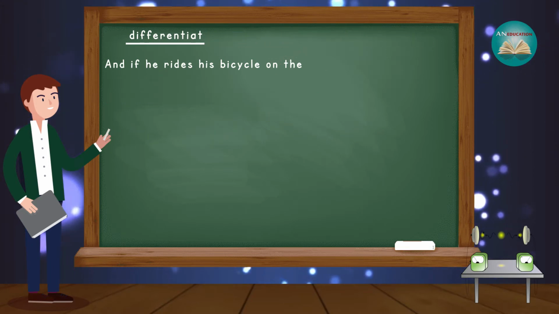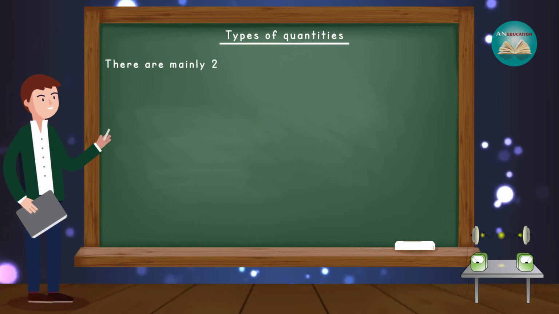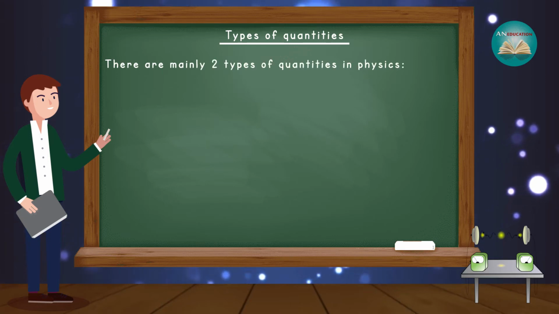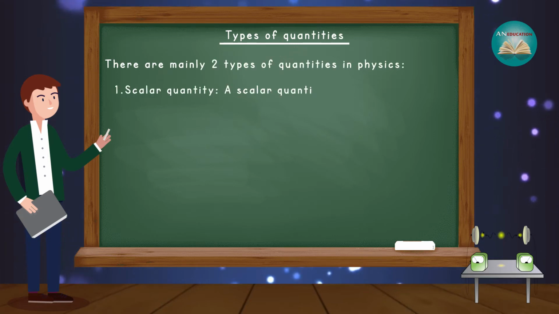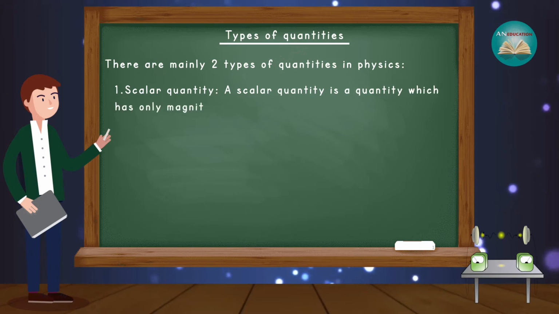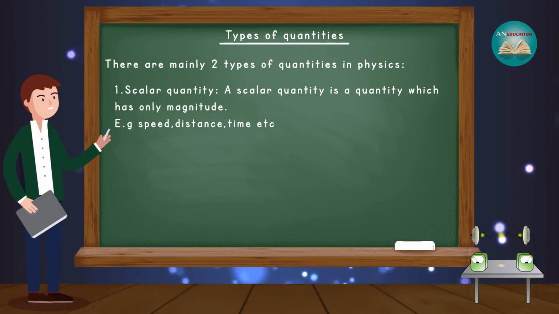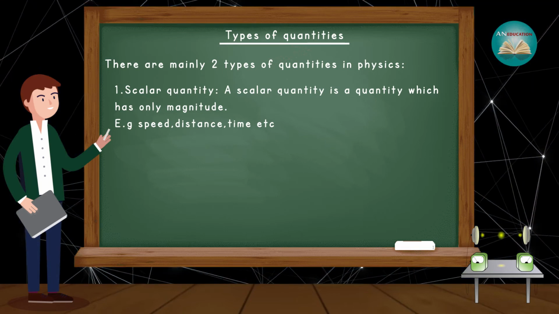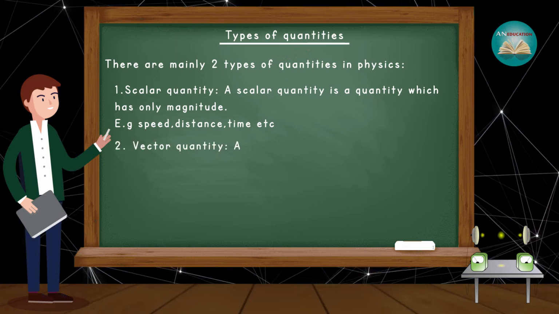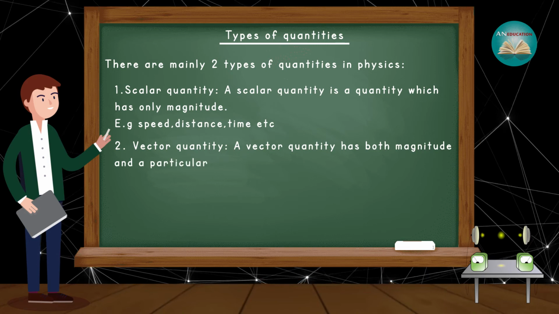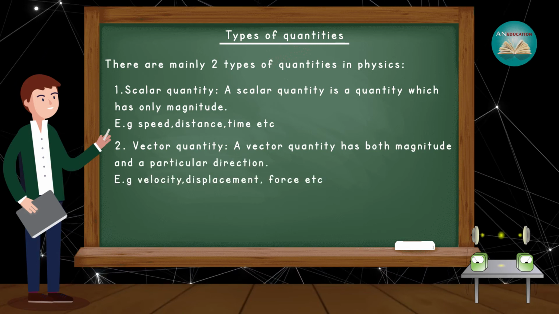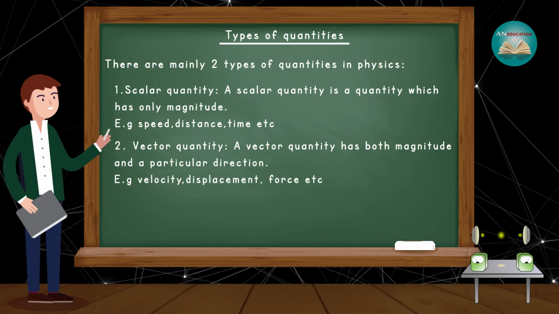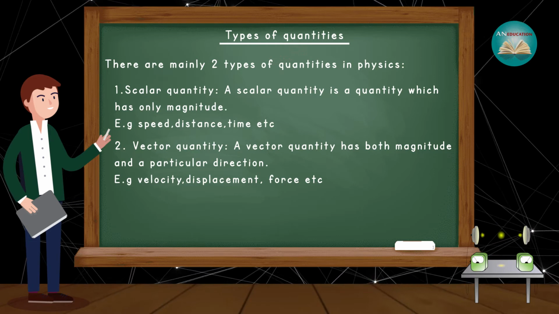After that, let's discuss types of quantities. There are mainly two types of quantities in physics. The first is scalar quantity. A scalar quantity is a quantity which has only magnitude. Examples: speed, distance, time, etc. The second type is vector quantity. A vector quantity has both magnitude and a particular direction. Examples: velocity, displacement, force, etc.